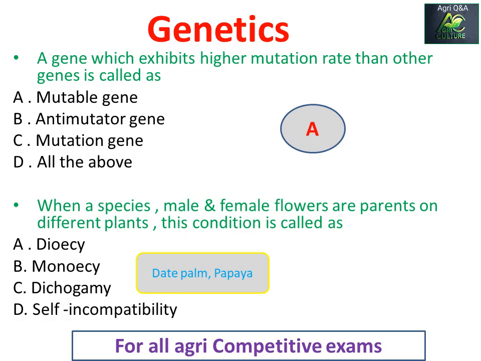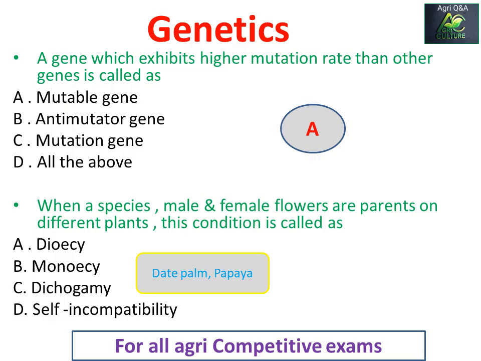Whereas mutator gene means if four genes are there, one gene will increase the mutation rate of other genes. Whereas anti-mutator gene means a gene will decrease the mutation rate of other genes. We call it as anti-mutator gene.